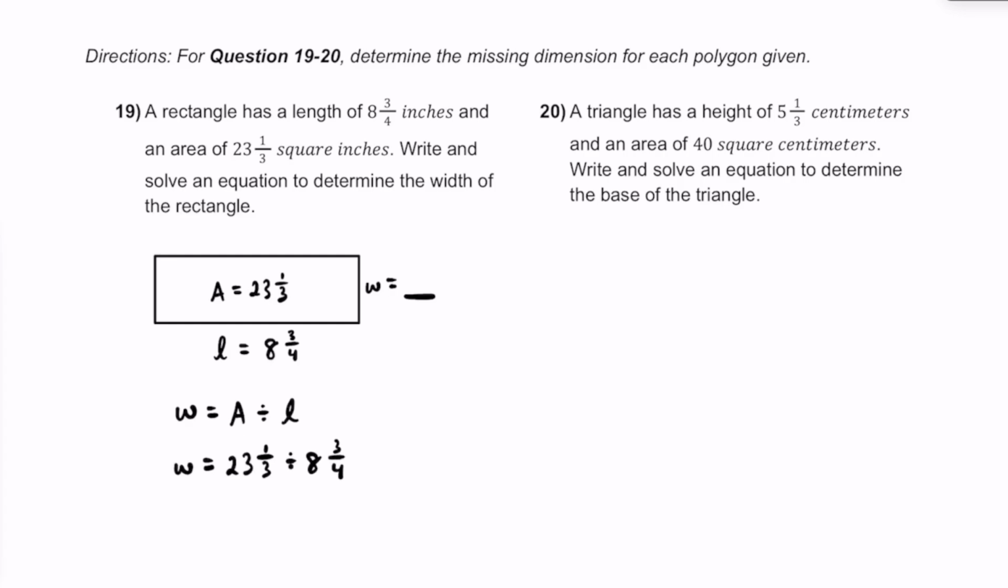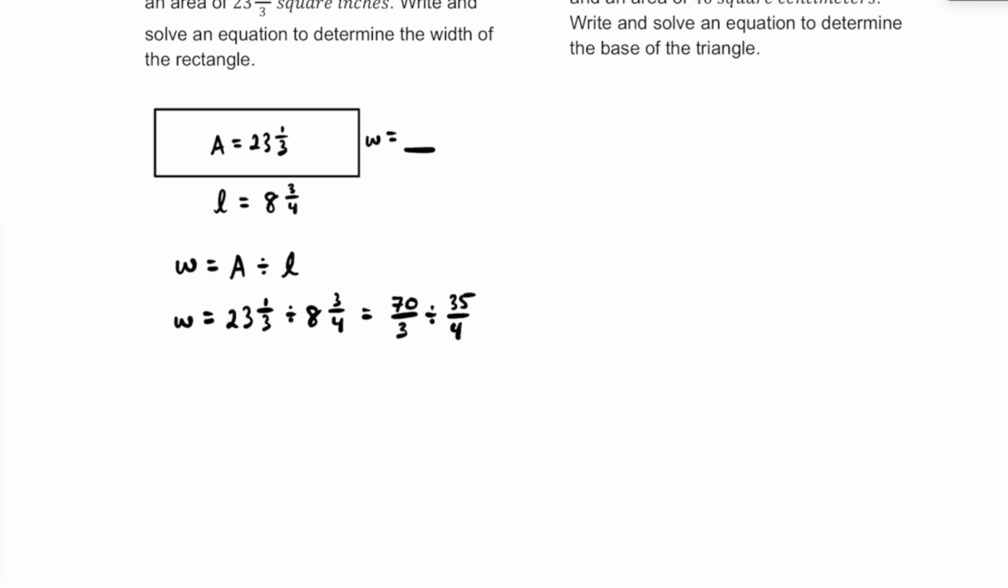Okay. Now, could we rewrite these mixed numbers? Absolutely. So 23 1/3 is the same thing as 69 plus 1 is 70. So it's going to be 70 over 3 divided by this, what's 8 3/4 as a mixed number? That's going to be 32 plus 3 is 35. So we're looking at 35 over 4. Okay. Now, how do you rewrite this as a multiplication problem again? Well, we can say that the width here would be equal to 70 over 3 multiplied by the reciprocal of 35 over 4, which is going to be 4 over 35. All right, now it's a multiplication problem.